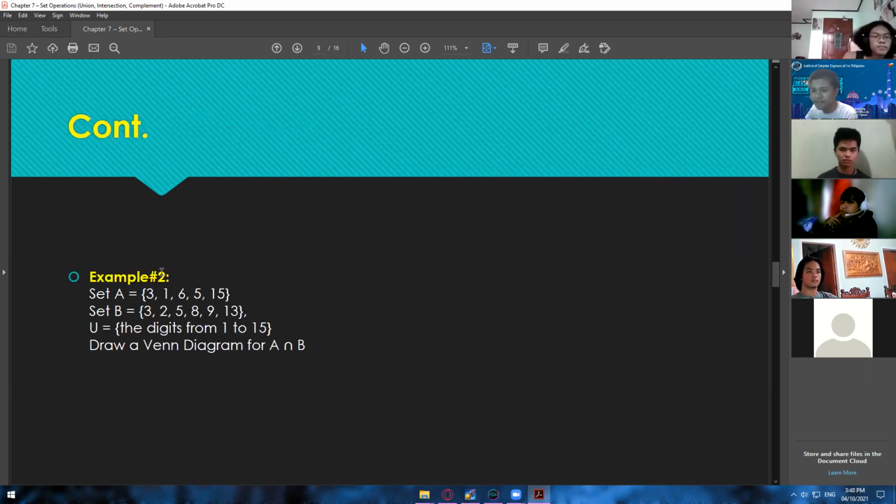All right, let's proceed now to example number 2. We now have here a universal set of 1 to 15, and these are the elements of the individual sets. Draw a Venn diagram for A intersection B. First, what are their common elements? We may have one or more.